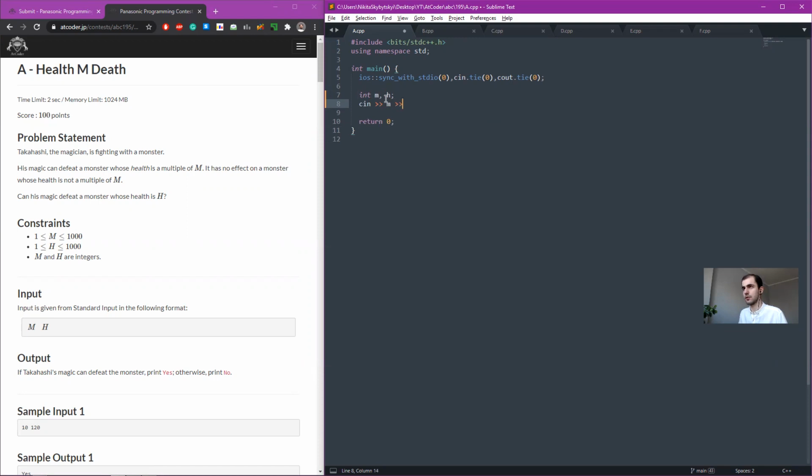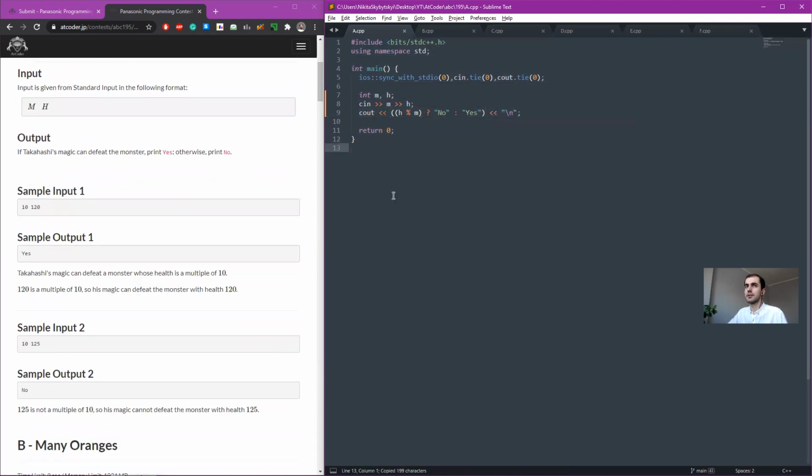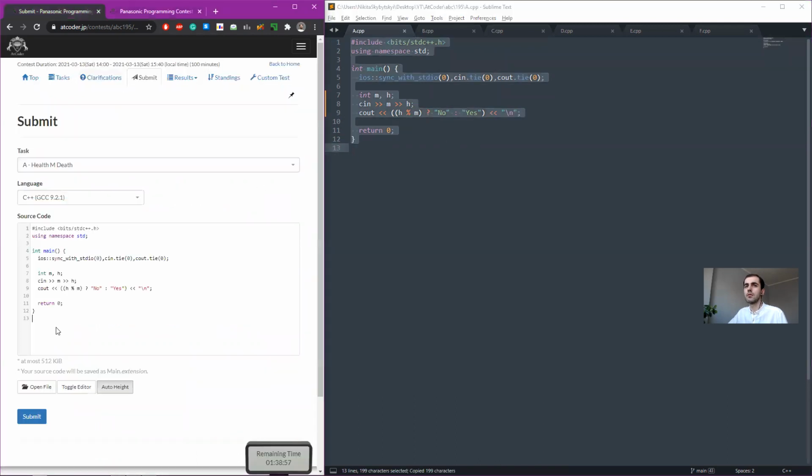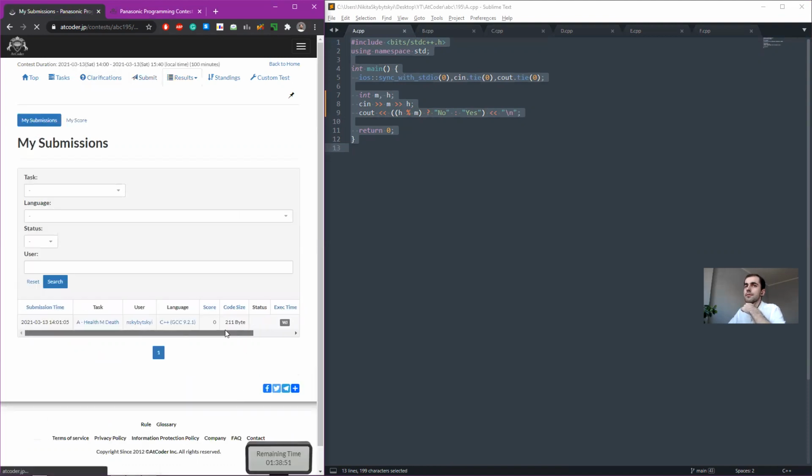Apparently we just want to read M and H. If H modulo M is non-zero, then we want to print no, otherwise we want to print yes, because when you take this, you effectively get whether it's non-zero or zero. Right, so 120 yes, 0 yes, okay. Should be good to go. I mean, obviously we can test on examples, but there's no need to.